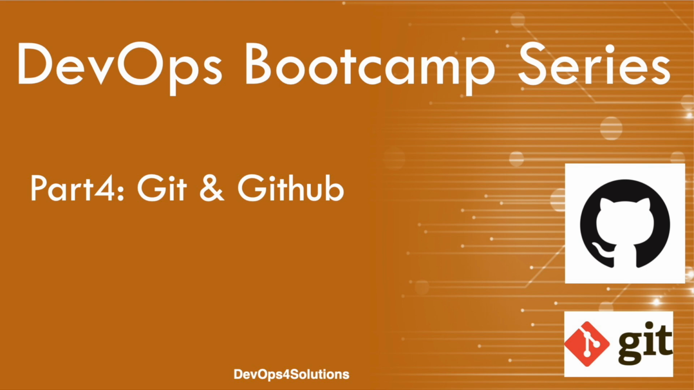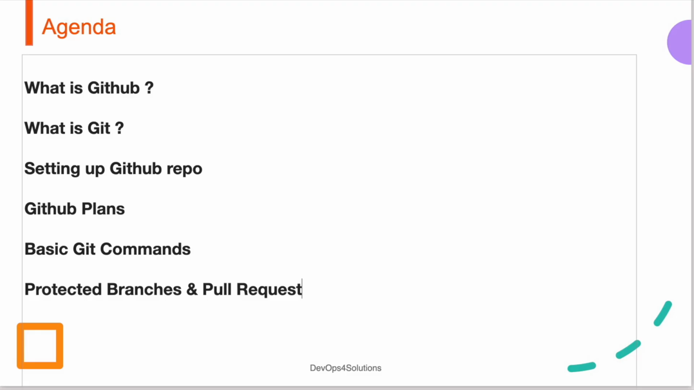This is part 4 of my DevOps Bootcamp series. In today's video, we will explore GitHub, a source control management tool essential for DevOps. If you are new to GitHub or want to get started, this video is for you. We will cover everything from setting up a GitHub account to understanding how it plays a critical role in DevOps.